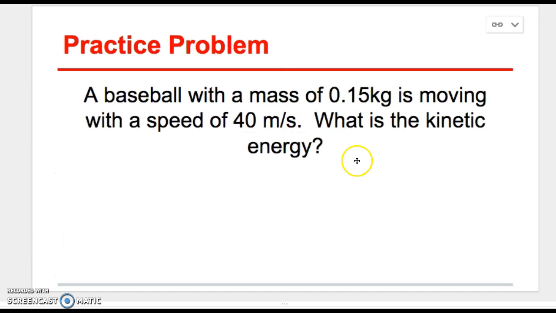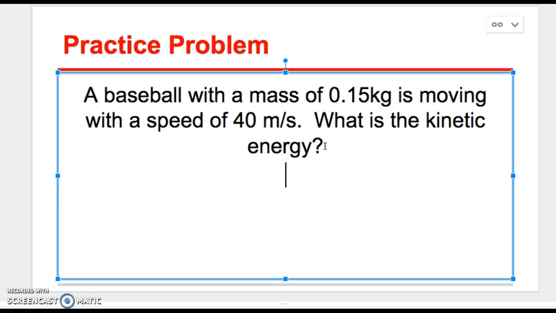All right, a little practice problem. A baseball with a mass of 0.15 kilograms is moving with a speed of 40 meters per second. What is the kinetic energy? All right, so the first thing you want to do, just like we always do in calculation problems, is figure out what are the 3 things we want to find, or 4 things, depending on what problem you're looking at. Kinetic energy, mass, and velocity, in this case, are the 3 things we want to know.